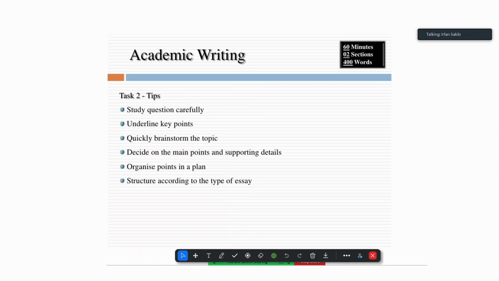In task 2 type questions, you will have a debate topic. We need to study the questions carefully, underline the key points, quickly brainstorm the topic, decide on the main points and supporting details, organize points in a plan, and then structure according to the type of essay given.